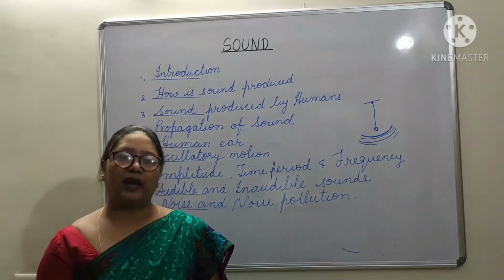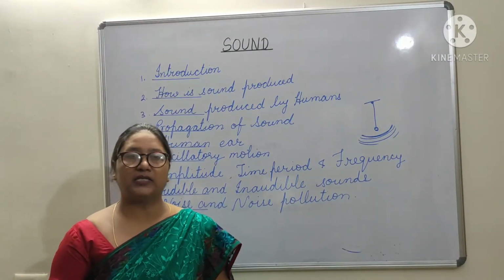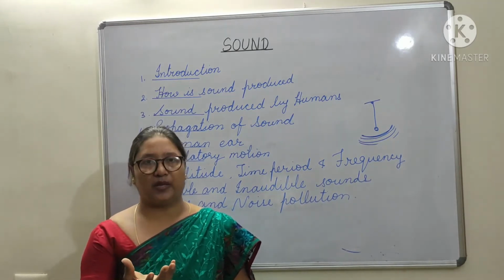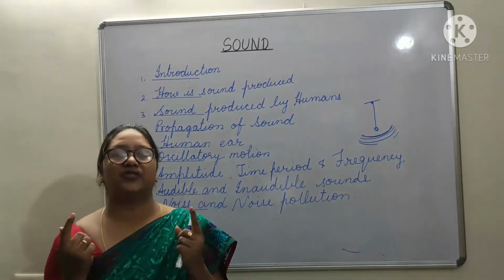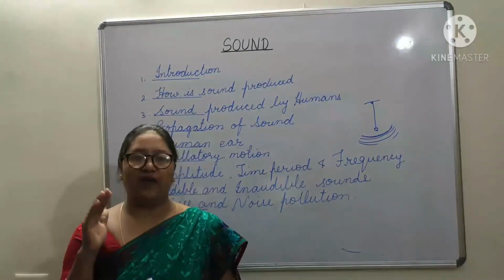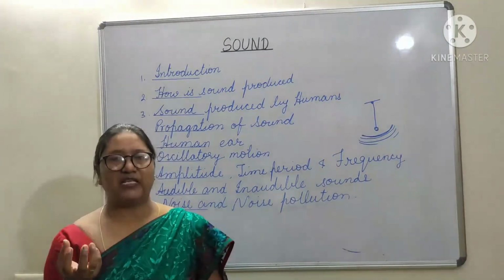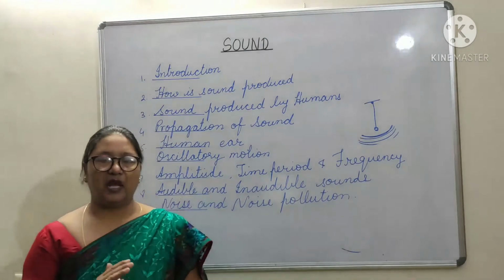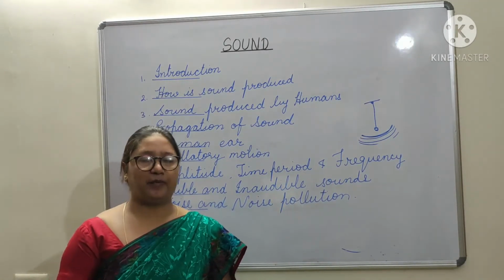But what do you think about the mridangam, dholak, tabla? They don't have strings. In these instruments, where strings are not there, they have a stretched membrane, and when you beat that stretched membrane, the vibration takes place and the sound is produced. So now it is clear to us that sound is produced because of vibration.